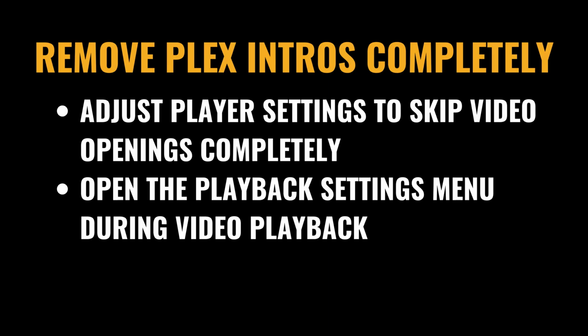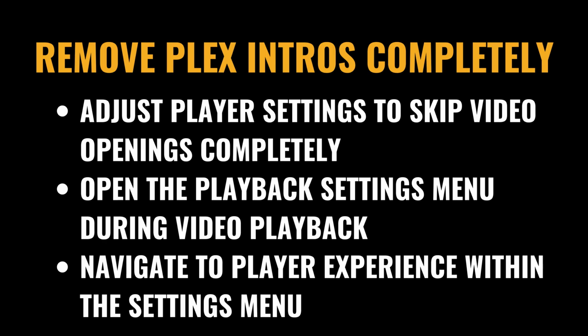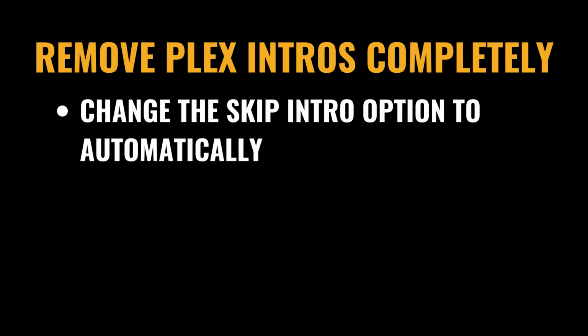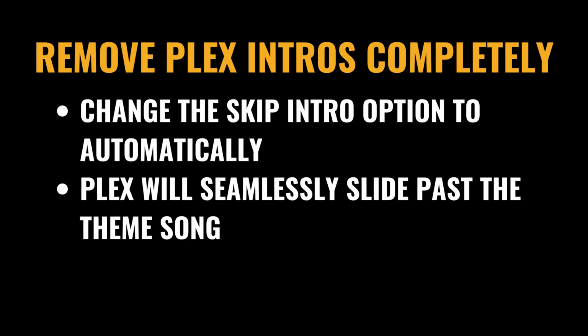While playing a video on a supported client like a Smart TV, Roku, or Apple TV, open the Playback Settings menu, navigate to Player Experience, look for the Skip Intro option, and change it from manually to automatically. This will command Plex to seamlessly slide right past the theme song and drop you directly into the actual episode action.